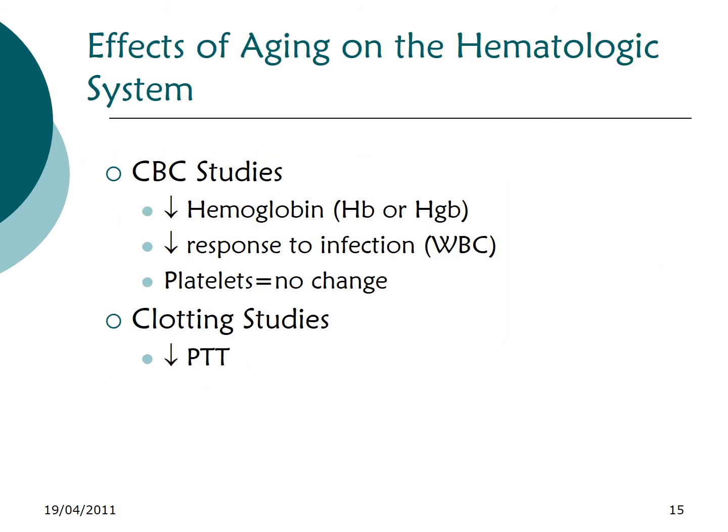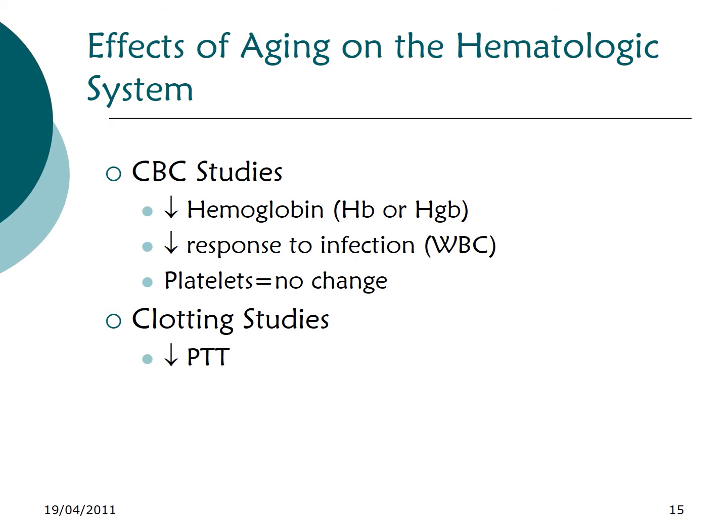Next slide. Are there some effects on the hematologic system when it comes to aging? The answer is yes. The complete blood count is the test that you do to see any issues with the blood cells, right? So when you look at the older person and do a CBC, there will be lower hemoglobin and a lower immune response because they have less WBC. And platelets, generally there's no change, thank God, all right? The clotting factors, the PTT, it's slower or lower.